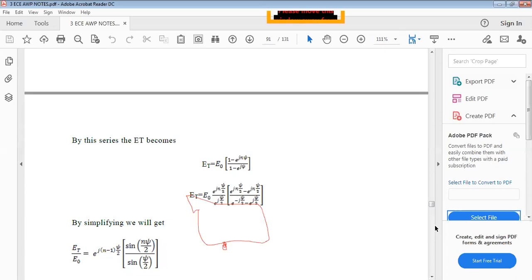What is the maximum value of the phasor? E power j theta, again 1. Again the same expression, Et by E naught. What is meant by that Et? Actually Et equals E naught into the same expression, but here it is divided by E naught on both sides. That's why Et by E naught equals E naught by E naught, and E naught by E naught can cancel. E power j of n minus 1 psi by 2 into sin of n psi by 2 by sin psi by 2. Again that is the same expression we got earlier.